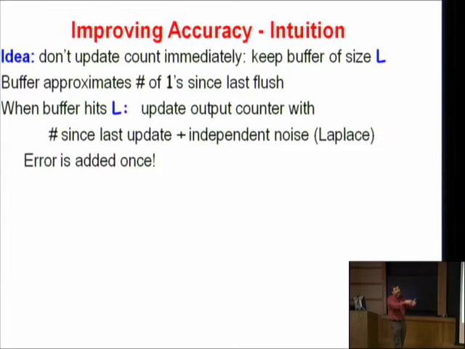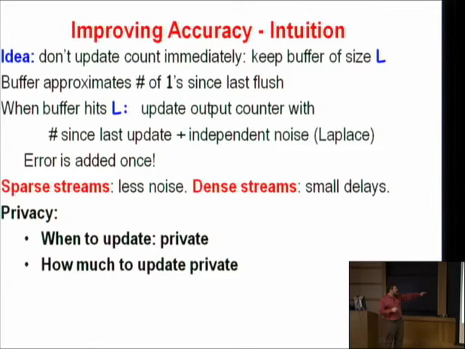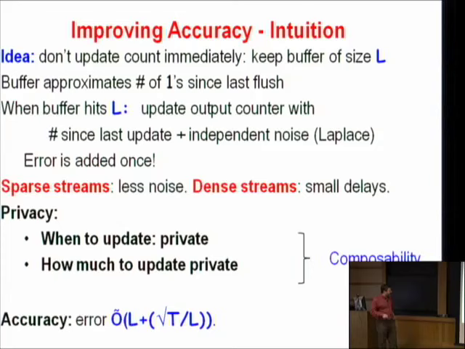In terms of privacy, because the buffer is private, you can show that when to update still remains private. The fact that I've updated is private. How much to update is private because of the noise, and from the composability of these, we're not losing much. As for accuracy, at least in sparse streams, the error is L plus square root of T over L, instead of just square root of T. So the optimal choice of L here is the fourth root of T.